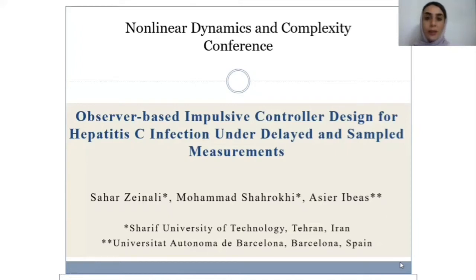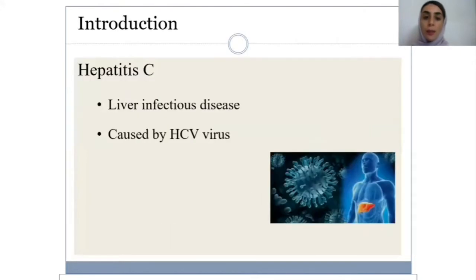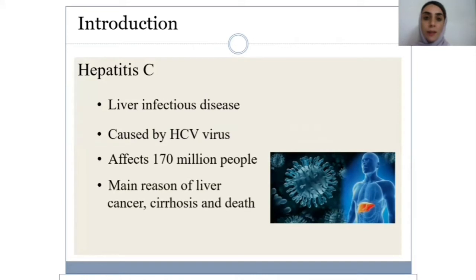Hello everyone, in this presentation we will discuss observer-based impulsive controller design for hepatitis C infection under delayed and sampled measurements. Hepatitis C is an infectious disease of the liver that is caused by the hepatitis C virus, which transfers through the bloodstream. This disease affects an estimated 170 million people globally and is the main reason of liver cancer, cirrhosis, and deaths of many people globally.